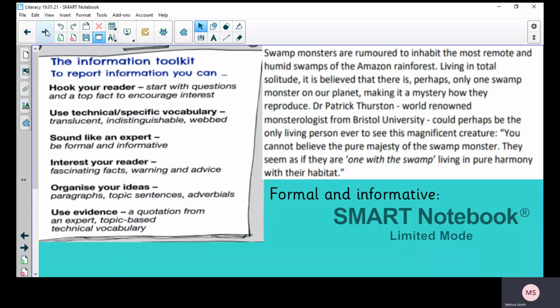Sound like an expert, so formal and informative. Now this one's probably the trickiest one out of all of them, but we do have a task later on to help us understand what we mean by formal and informative. Pause the video, see if you can see any formal language in here, anything which makes it informative, it's telling us information.